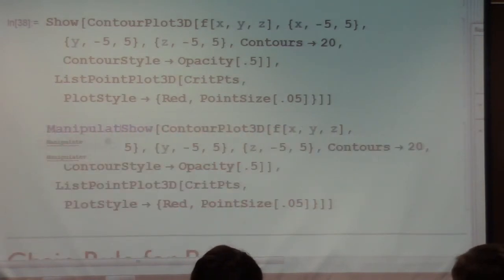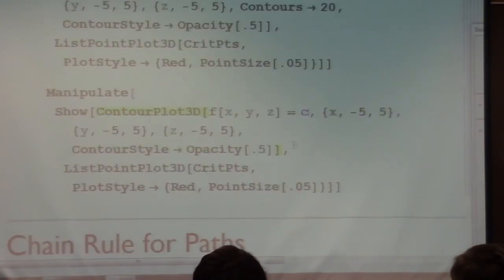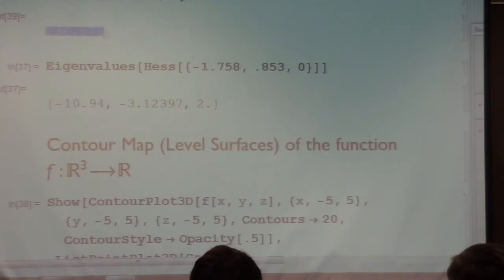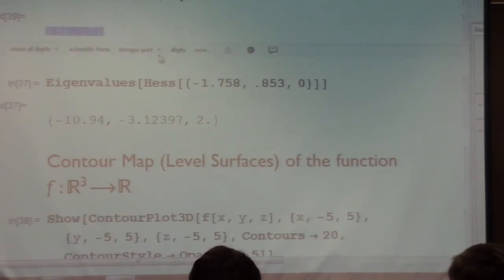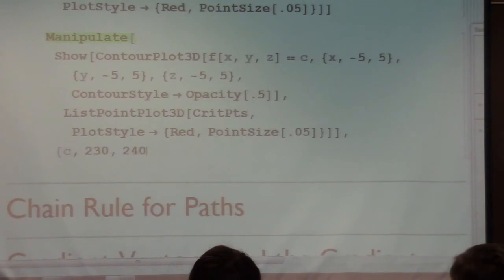Let me copy and paste this and make an animation with Manipulate where I just plot one level surface, not a bunch of them. I'll get rid of this Contours arrow 20. I'll make this equals C, where C will be my animation parameter, starting at 230 and going up to 240. The output value is close to that minimum. Probably have to do a PerformanceGoal here, PerformanceGoal arrow Quality.